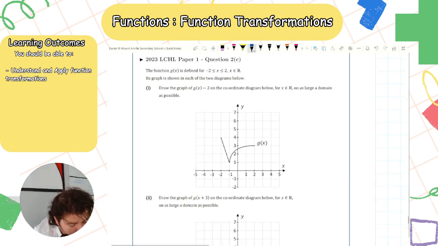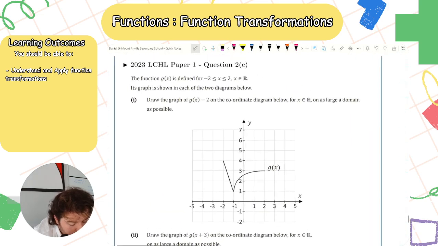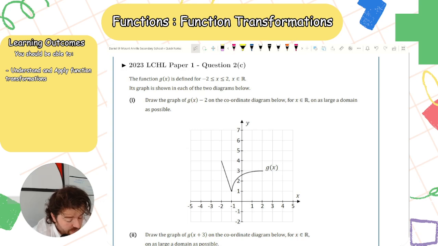Right, let's look at these exam questions really quick. Draw on the graph, 2023. So the function g of x is defined in the domain minus 2 to 2. The graph is shown in each of the 2 diagrams below. Draw the graph g of x minus 2 on the coordinate diagram below. So g of x minus 2, I'm shifting down 2. So this point goes down to here. This point goes down to here. This point goes down to here. So it's going to roughly look like that. That's g of x minus 2.